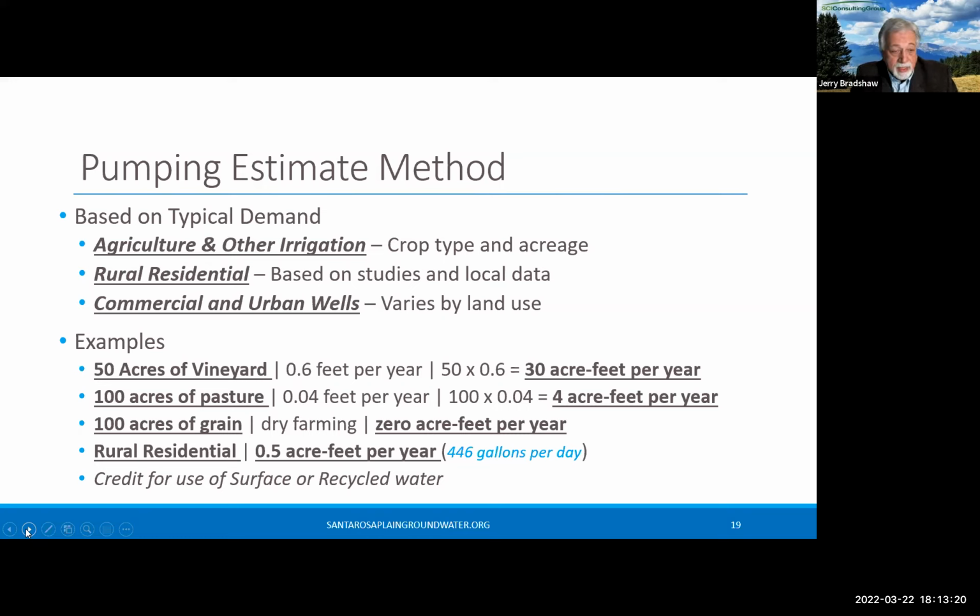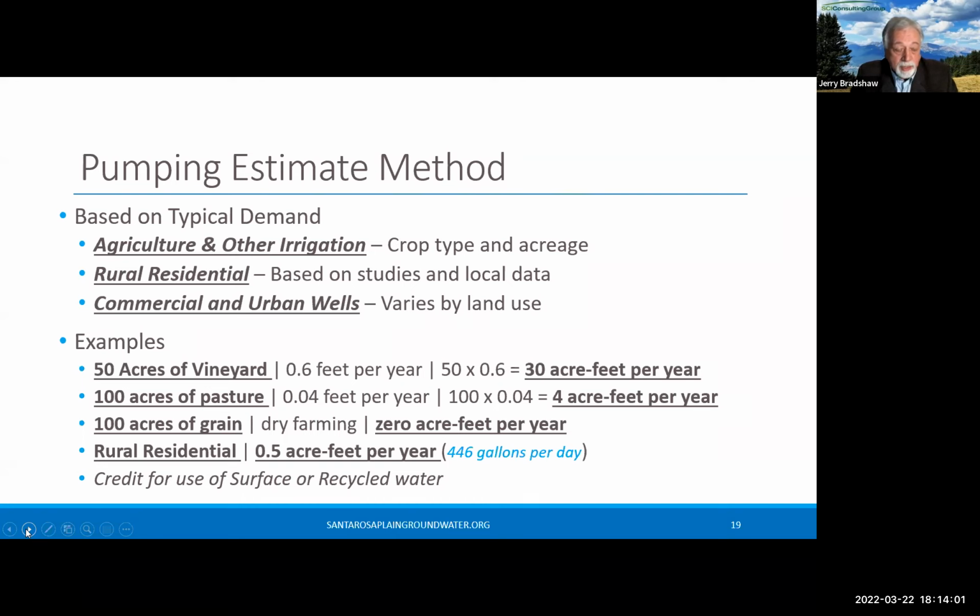So we apply that against 50 acres, and we come up with 30 acre feet per year for that 50 acres of vineyard. So that's an example of how we apply those rate factors against the acreages of the different crops. Another example is 100 acres of pasture. We apply a very low rate. That's about a ½ inch of water per year to keep a pasture going, which primarily is for what livestock might be on the pasture. It's a very small amount. So multiply those out, you get 4 acre feet to cover 100 acres of pasture. If you do 100 acres of grain, that's assumed to be dry farming in this county. So we assign 0 acre feet for all grain crops.